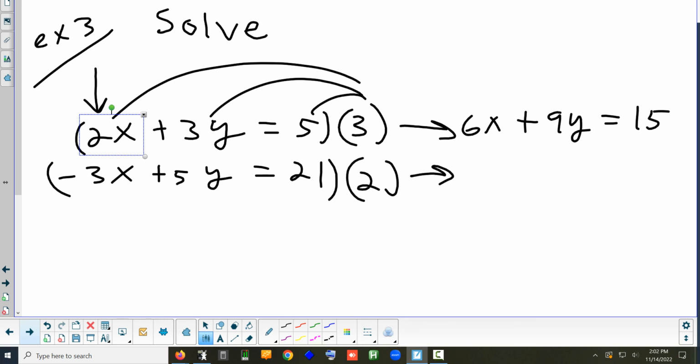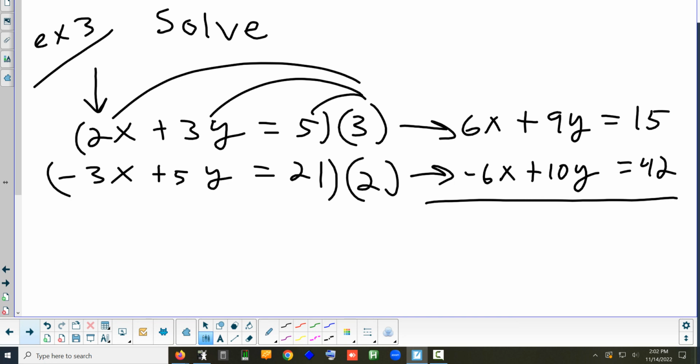And now it's multiplied by 2. So basically the bottom equation is going to double. Can anyone tell me what's the bottom equation when you double everything? Negative 6x plus 10y equals 42. Perfect. Now, add them up.